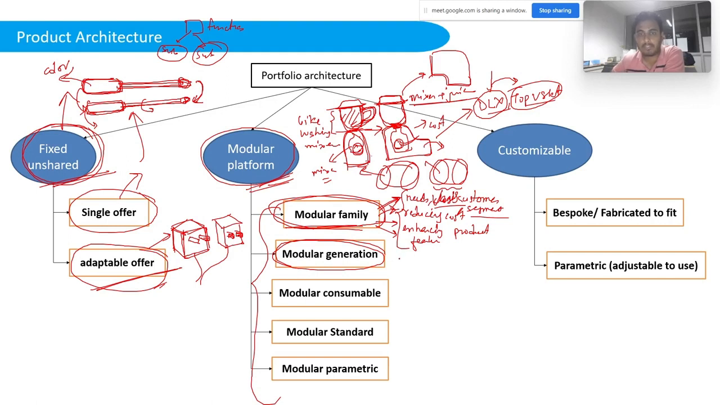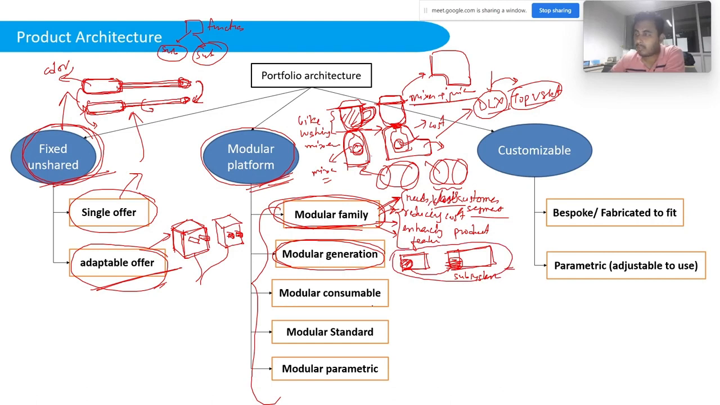So basically, for example, you can consider the case of a camera. If some particular subsystem has some sort of incremental change in the requirement, you just modify that small subsystem in the next generation, but the rest of the product remains the same. This kind of product portfolio you call modular generation.